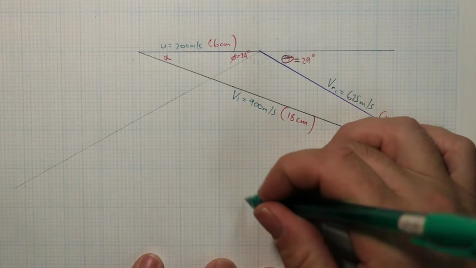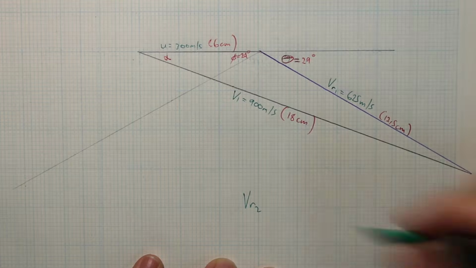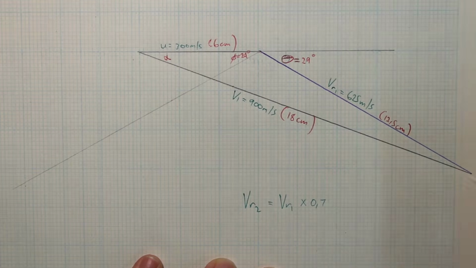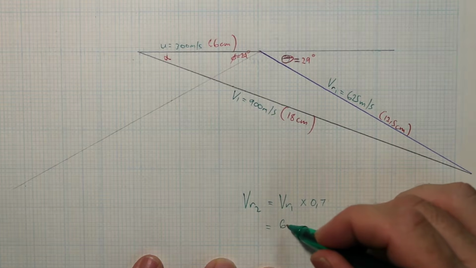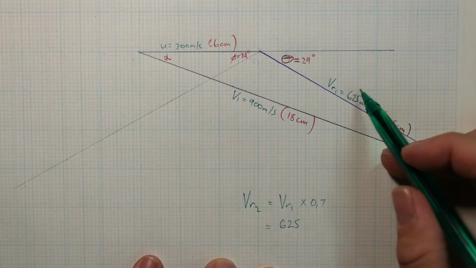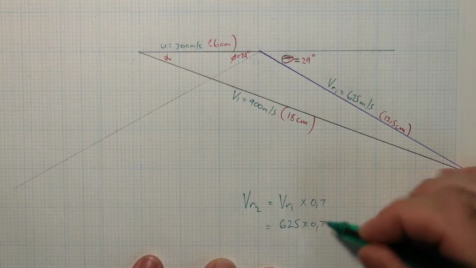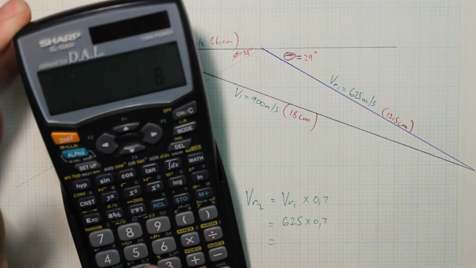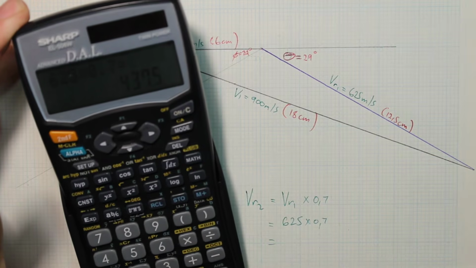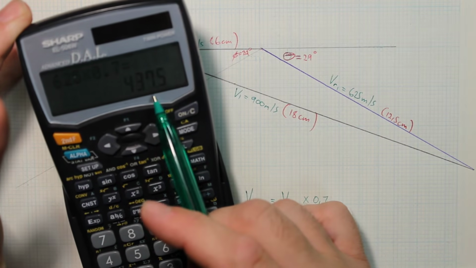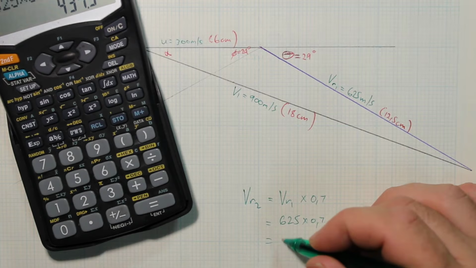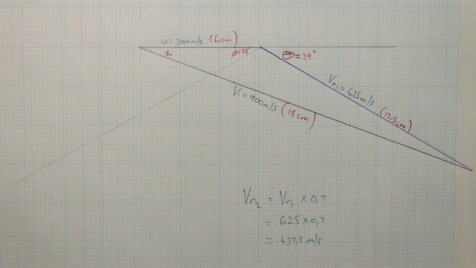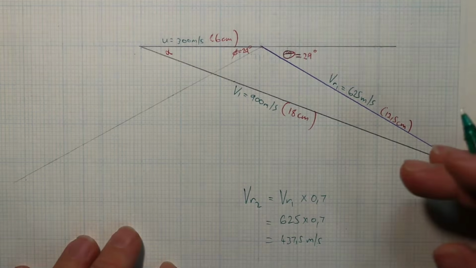So what we're going to do is say VR2 equals VR1 times 0.7. And so that's going to be 625 times 0.7, and obviously that's going to get smaller. So we got 625 times 0.7, and there we go. It's 30% less. So now it's 437.5 meters per second. You can see it's lost some of its velocity.